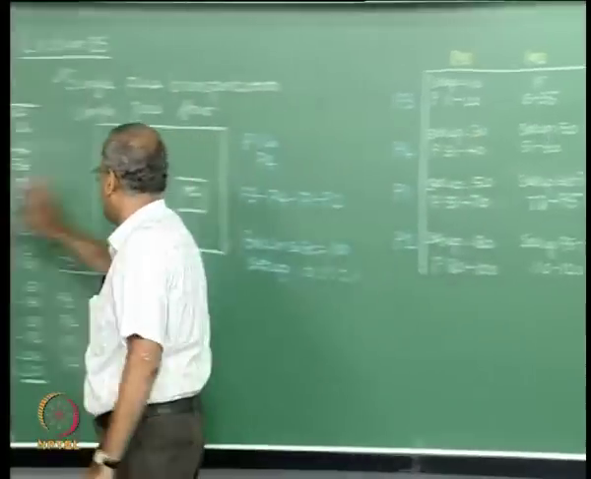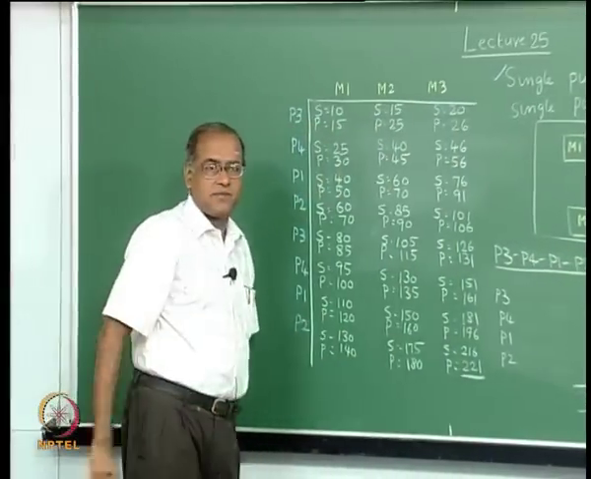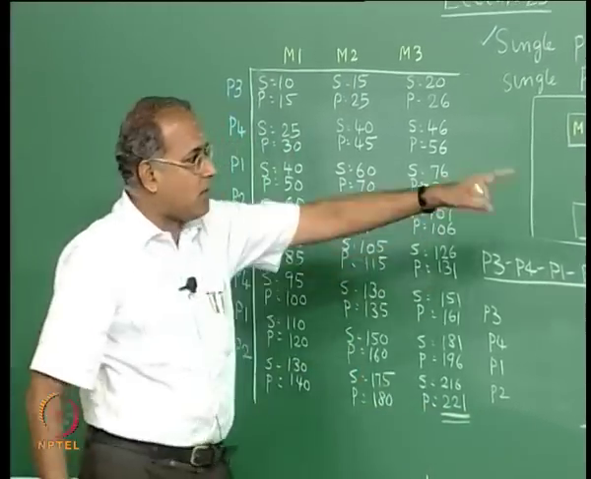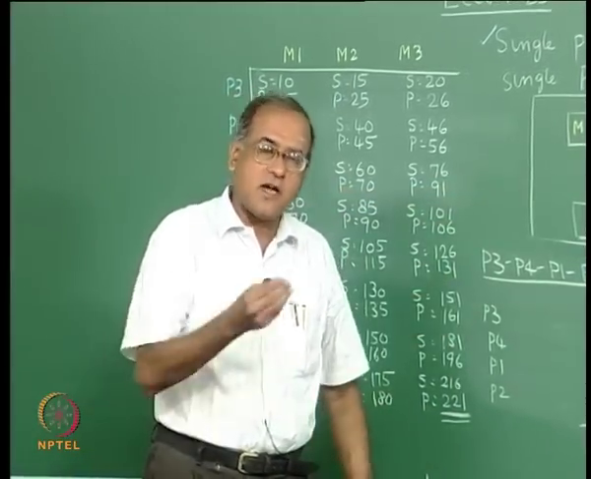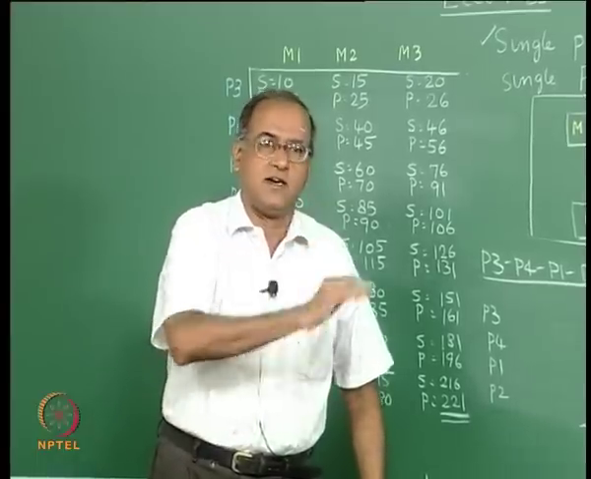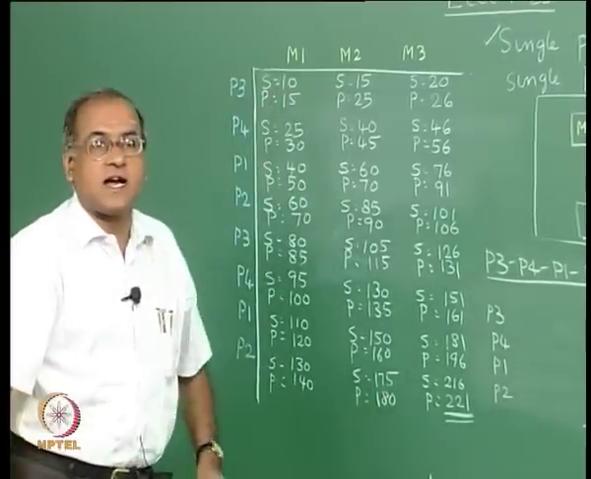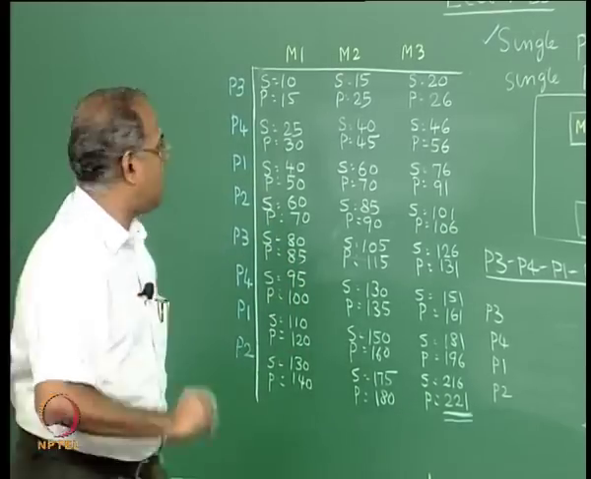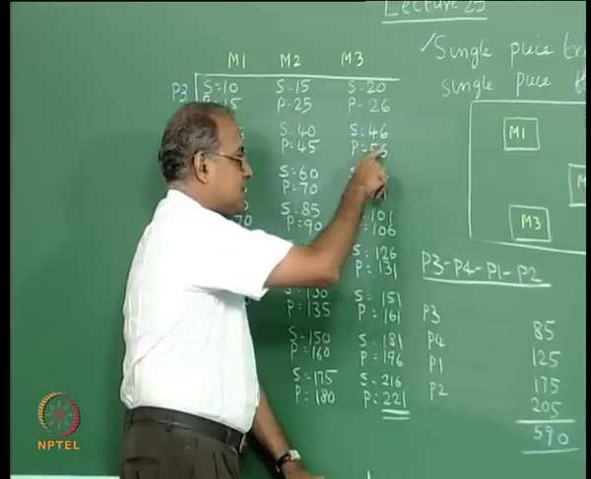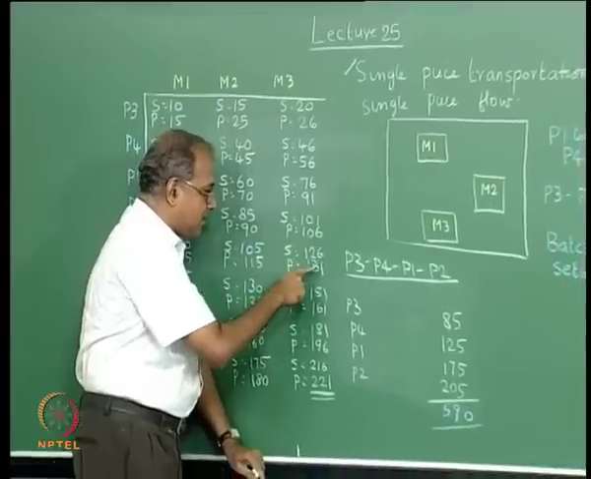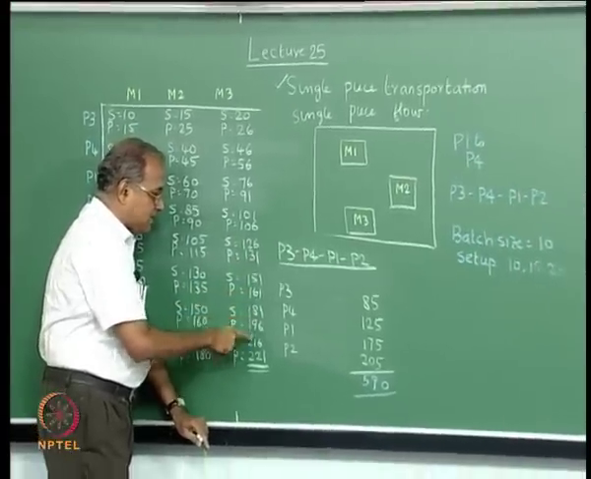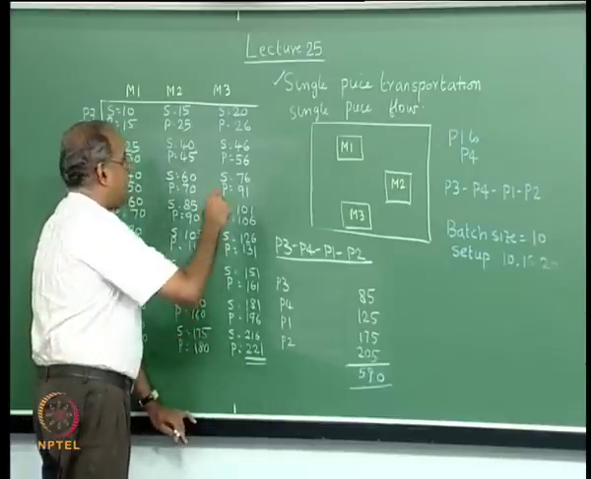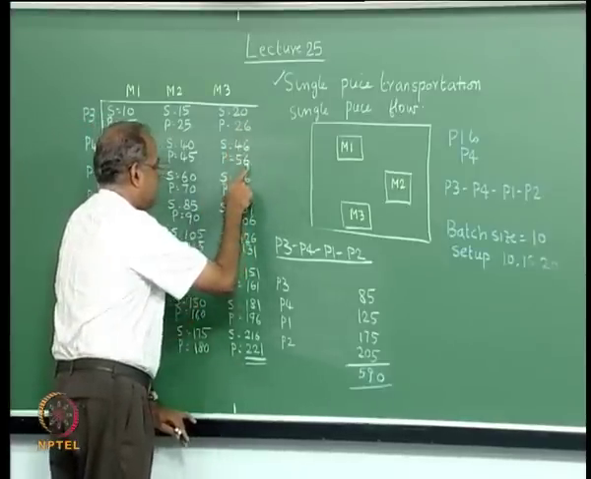Now, why did we do this? If we did this, then everything is completed at 221, which is poorer than 156, which is also understandable. It will be poorer than 156. Now, if we start taking the sum of completion times, let us see what happens. 26 plus 56 plus 91 plus 106 plus 131 plus 161 plus 196 plus 221, that is the sum of completion times.